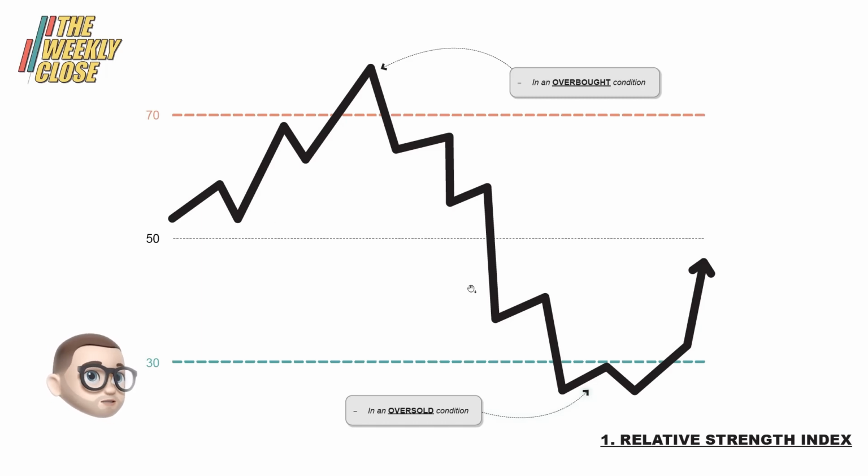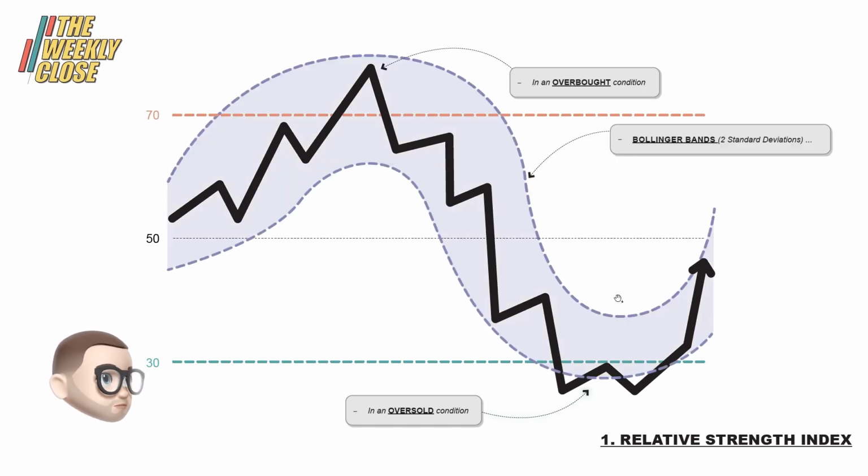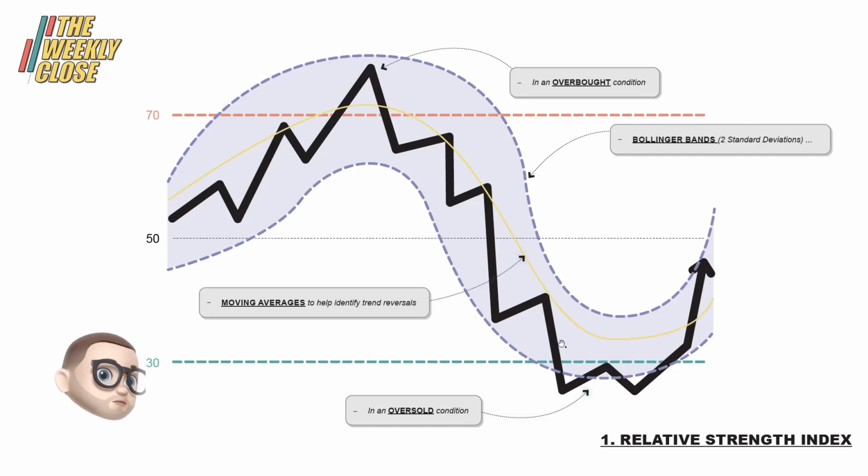In addition to the oscillator itself, it can be combined with Bollinger Bands to two standard deviations. So we can identify areas of anomalies of price action that really kind of fall outside, that can suggest a reversal in some instances, and also moving averages where we can see a kind of a breakdown where the oscillator breaks a moving average both to the upside and to the downside.